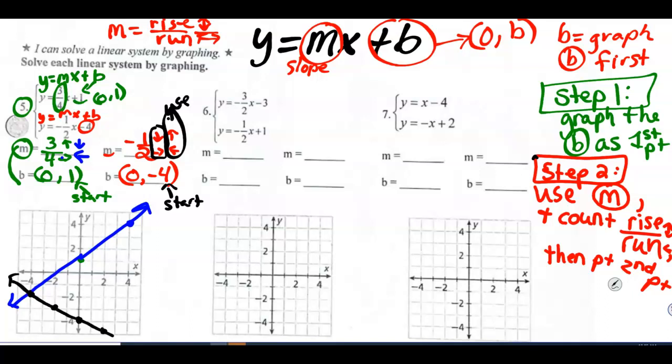So I am done with the graphing. And the last part is to tell me, what is the solution? Where they meet is the solution to the system.